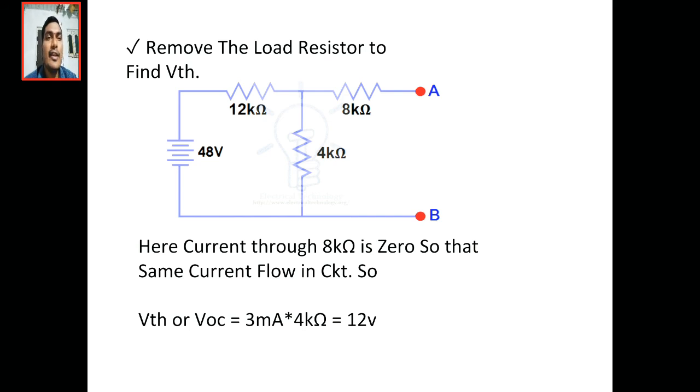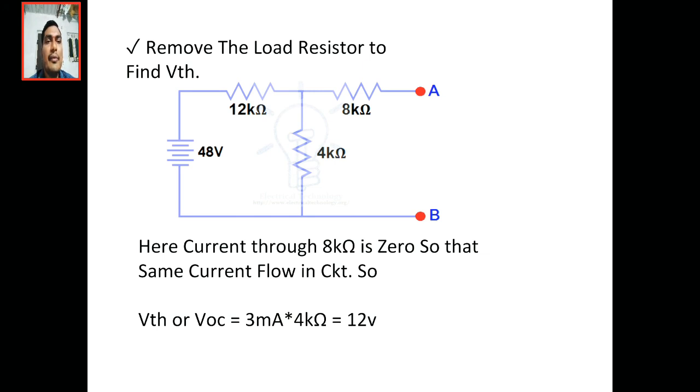The voltage VAB is the Thevenin's voltage. So we have to find the voltage across the 4 kilo ohms by using the voltage division rule. I already discussed the voltage division rule and current division rule in previous videos. Or we can find the current through the 4 kilo ohms and then use Ohm's law to find the voltage across it. Here the current through the 8 kilo ohms is 0, because AB is open circuited, so no current will flow through the 8 kilo ohms. So to find the open circuit voltage, 3 milliamps is the current.